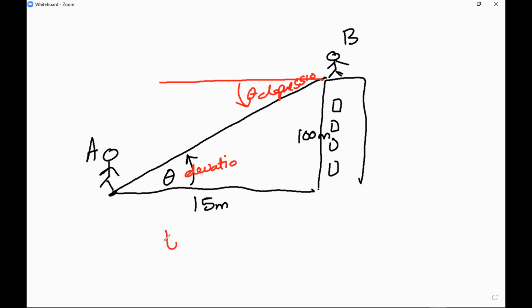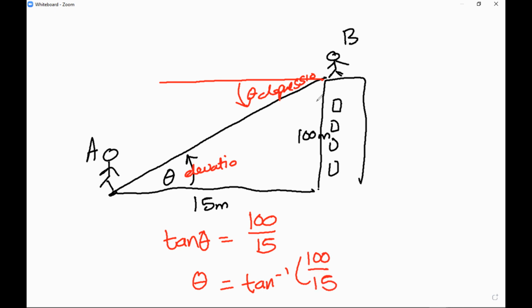To calculate this simply, I go tan theta equals 100 over 15. And then I shift tan, and I get theta is equal to tan to the minus 1 of 100 over 15. Let's say there's another helicopter here somewhere.